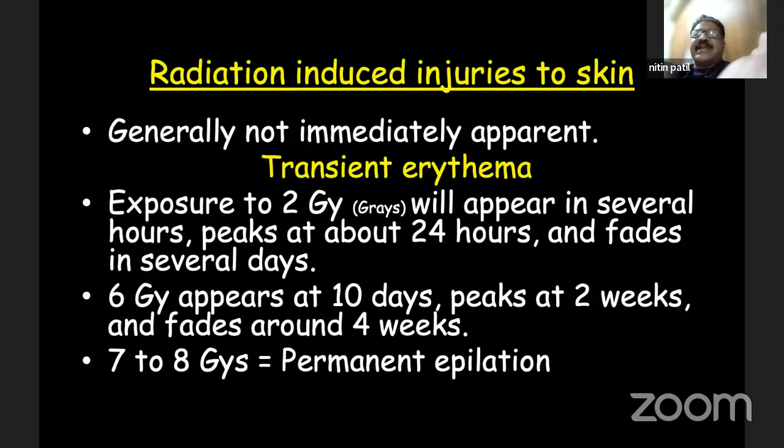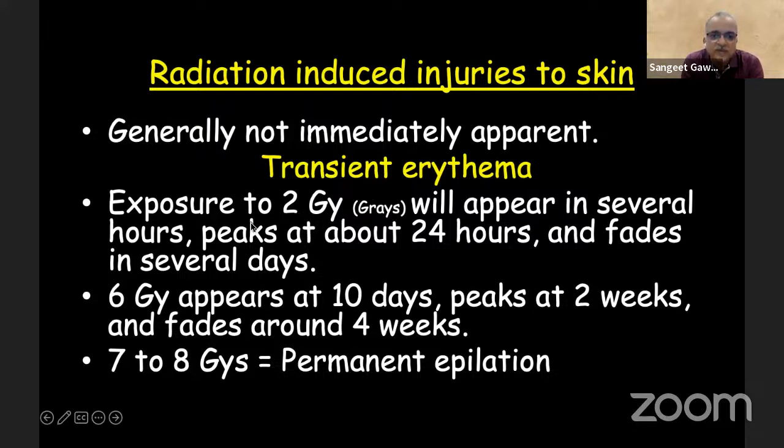Six gray appears at 10 days. Two gray appears immediately. Why does it take 10 days to appear? So the disappearance is within 24 hours when your exposure is less. So it appears after 10 days and the erythema increases to 2 weeks, and it takes a longer time to fade away. When you have a lesser exposure, it disappears in 24 hours.